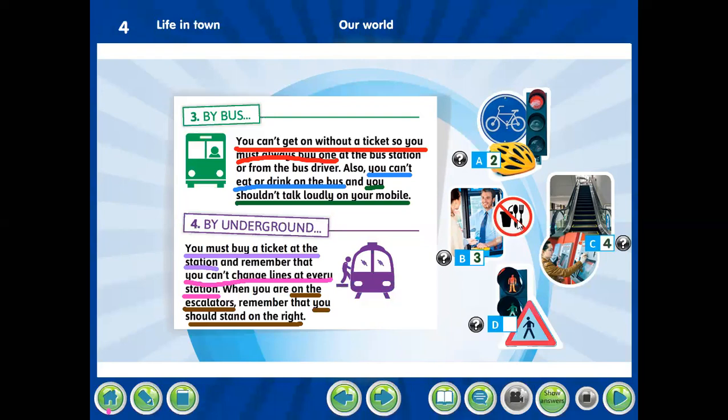Easy, no? And finally, Camila Baltazar. Camila, tell me the picture D. What picture is this? On the street, by bike, by bus, by underground? By underground. D, the last, by underground? No, my friend, it's the number one, when you are walking on the street, okay? When you are walking.